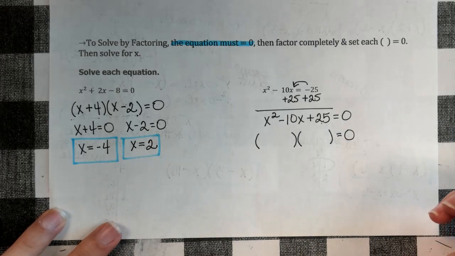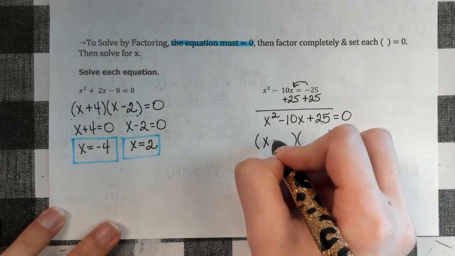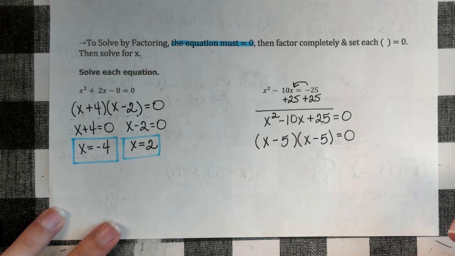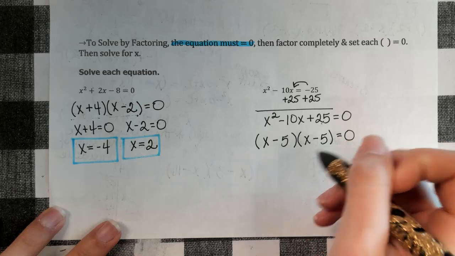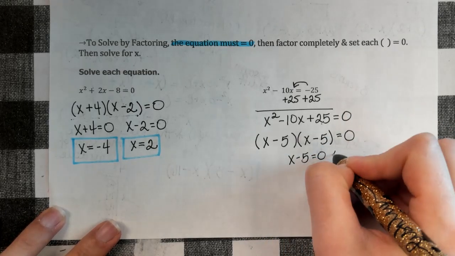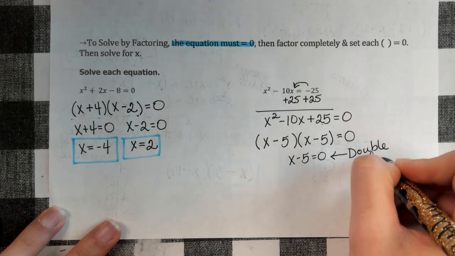What factors of 25 give me 10? 5 and 5. Now, what do I know about my signs? They're both negative. So x minus 5 equals 0. All right, notice they're the same thing. When they're the same thing, you can just set x minus 5 equal to 0 once. It's just going to create a double solution.